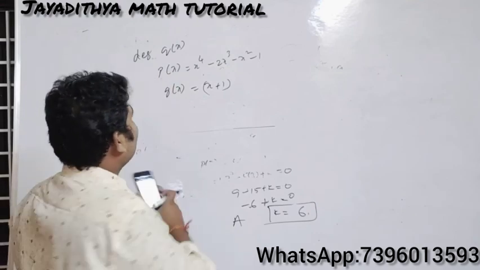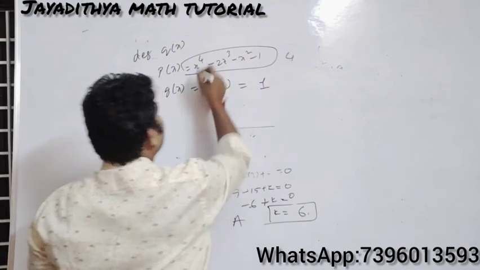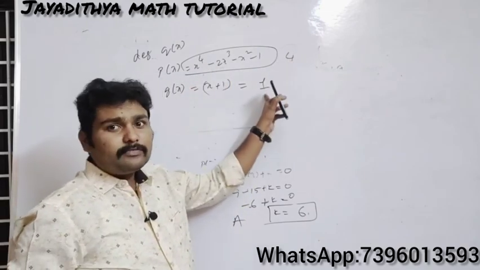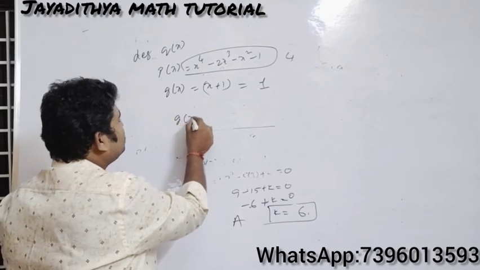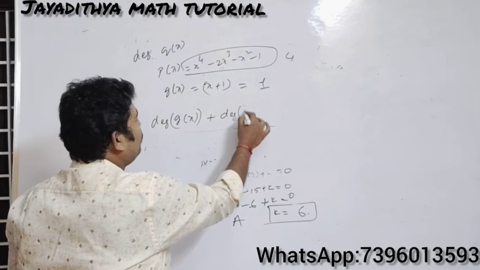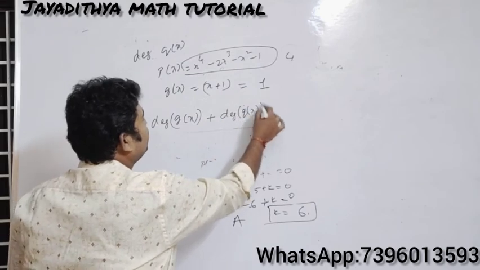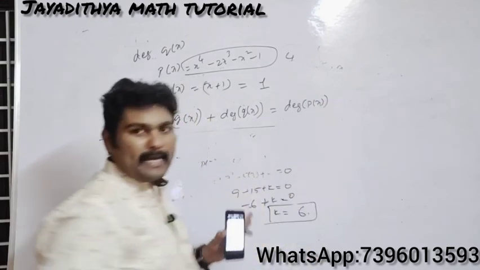Okay. So see here, what is the degree of g of x here? 1. What is the degree of p of x? Here the highest power is 4. So see here, if you add the degrees of g of x and q of x, it must be equal to the degree of p of x. So this is the basic principle.